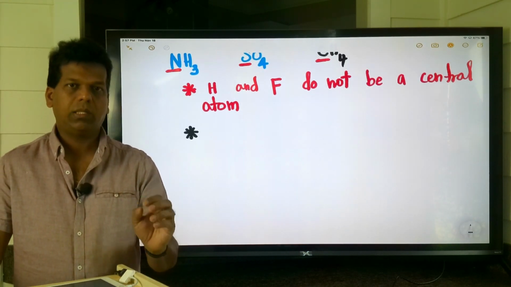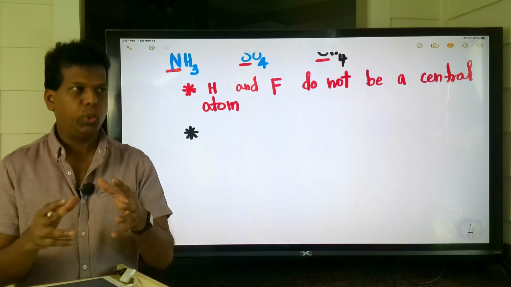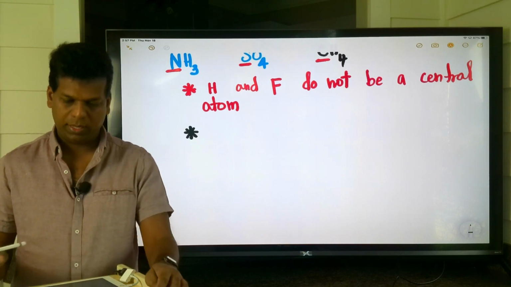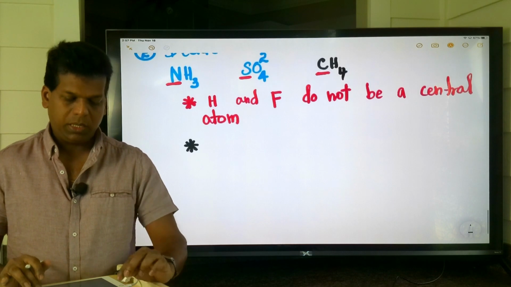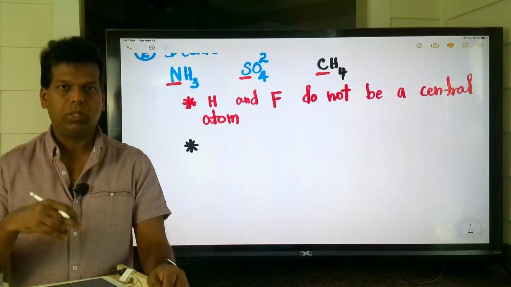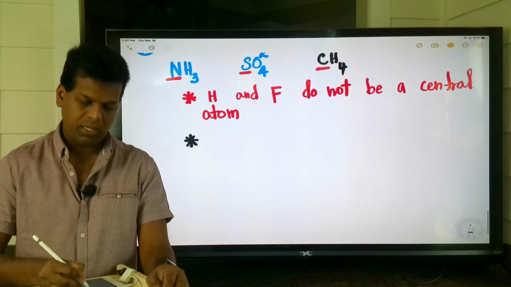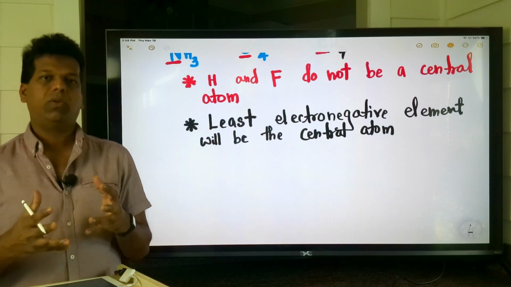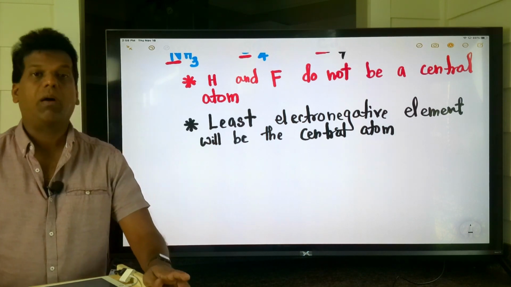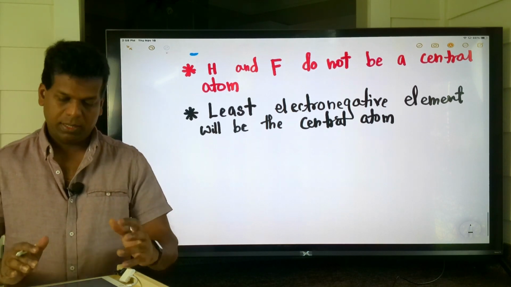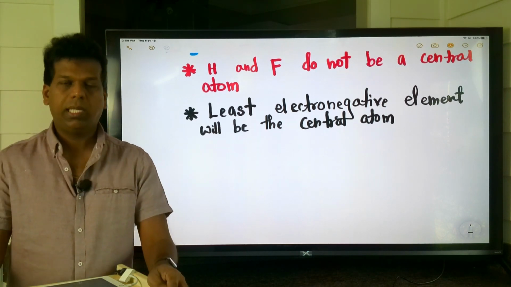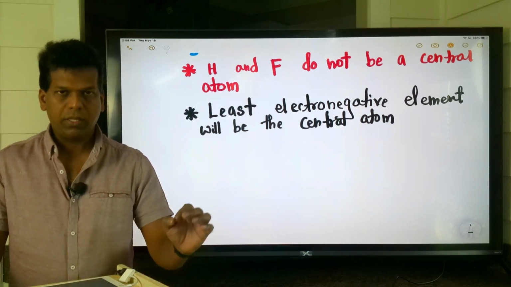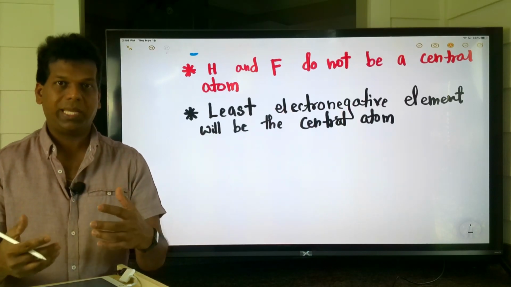The second fact: the least electronegative element in the molecule is going to be the central atom. If you don't know what electronegativity means, let's very quickly look at a couple of elements. I'll tell you a trend. Let me write it down, and after that we will discuss. What is electronegativity? If you don't know, please check that topic. Basically it is the ability to attract electrons, how much these elements like electrons. In the periodic table there is a trend, but I'm not going to talk about that trend here.